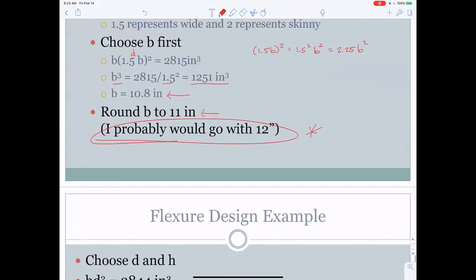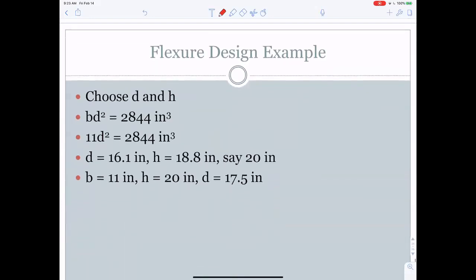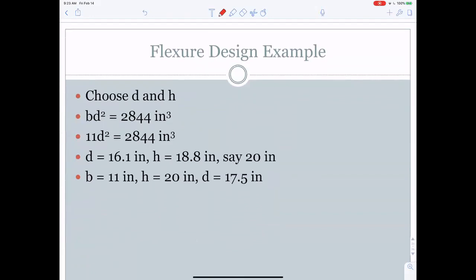So you might go, oh, B is 11 and D is 1.5 times 11. That's not going to work, because B for the equation to work was 10.8. That's pretty close. But if you rounded it up to B equals 12, D is definitely not going to be 18, 1.5, because you've messed up the B, you rounded it. So whatever you round B to, put it back into here.